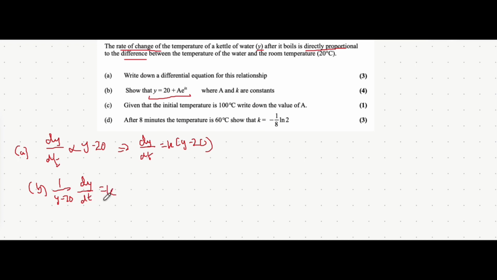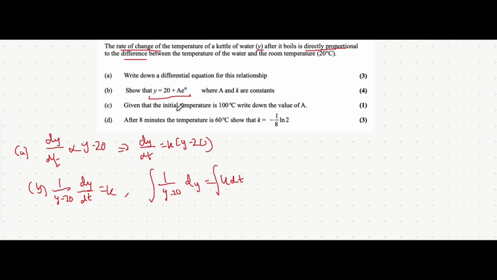And then multiply both sides by dt to get that 1 over y minus 20 dy is equal to k dt. You might ask, why don't I just take the constant to the left-hand side? If you spot in the answer, there's a power of kt. The only way you can get to that is when you integrate this, because when you integrate a constant with respect to t, that's what will get you to kt. So that's why I kept the k on the right hand side.